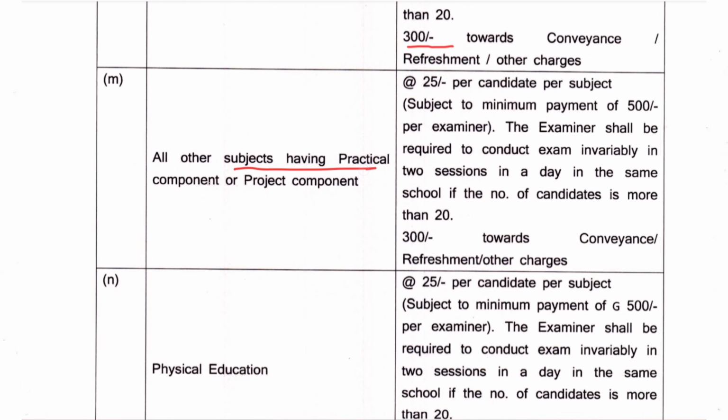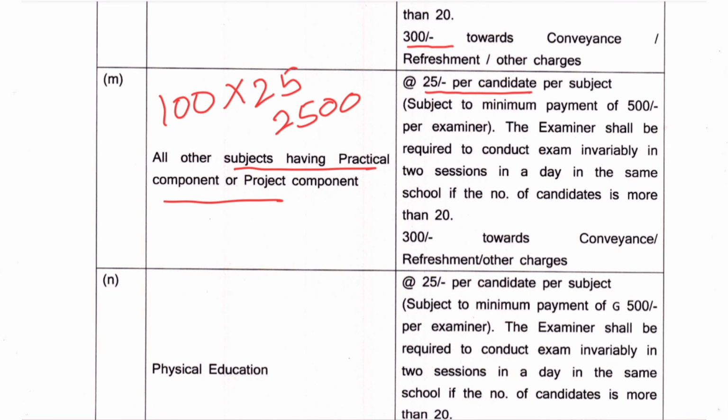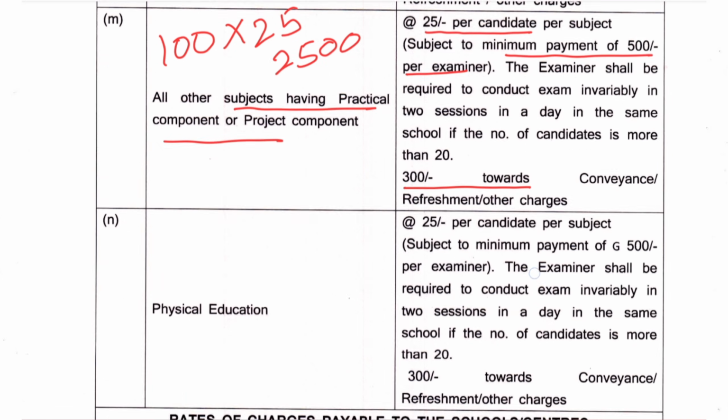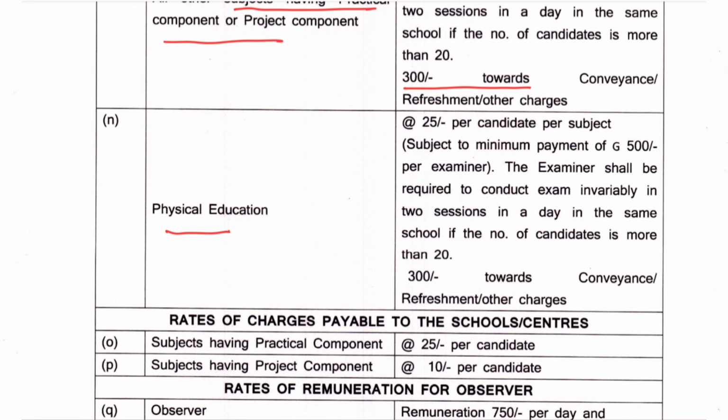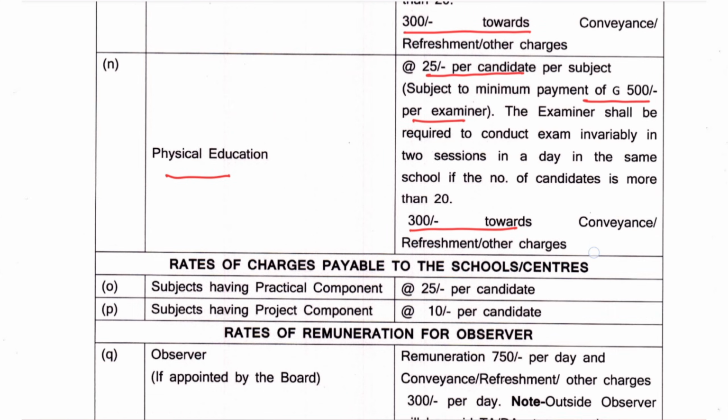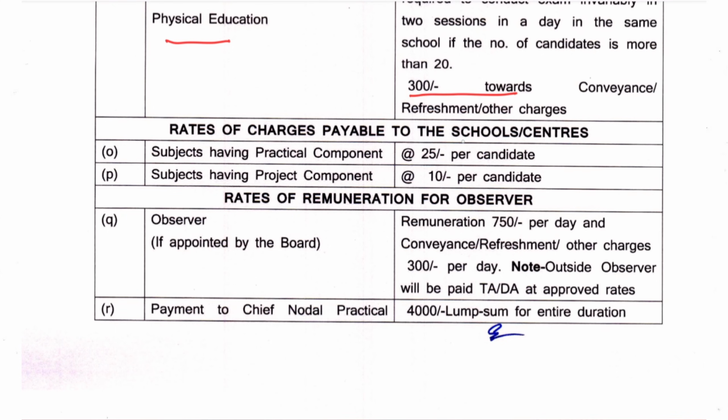Then for all other subject practicals or projects, you are going to get 25 rupees per candidate. It means if 100 candidates are appearing for practical, multiplied by 25, you are going to get 2500 total. And here the minimum payment is 500 plus conveyance charge of 300 rupees. For physical education, again the same 25 rupees per candidate or minimum payment of 500 per examiner and conveyance charge of 300.